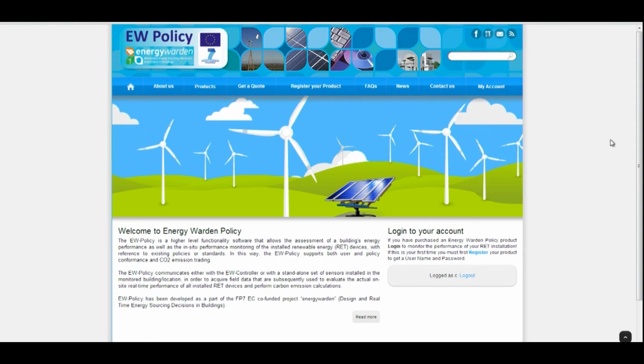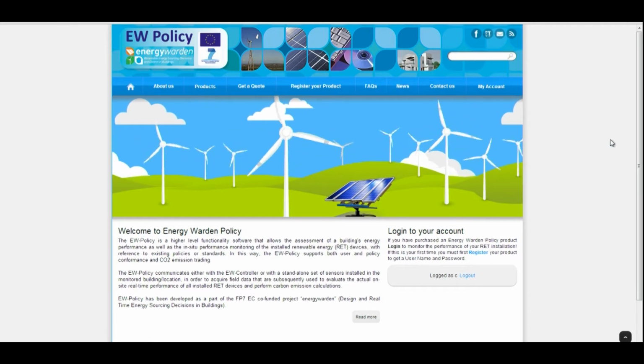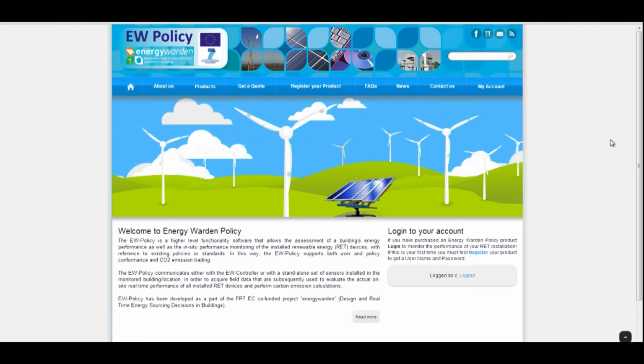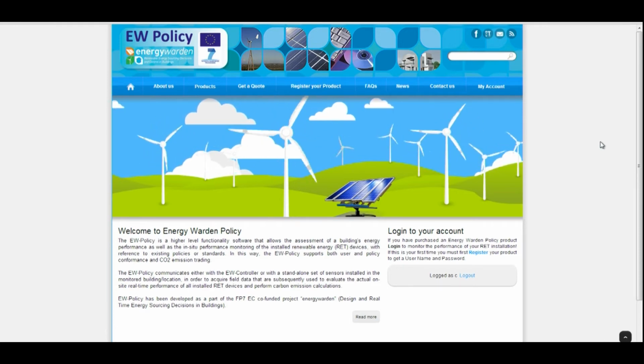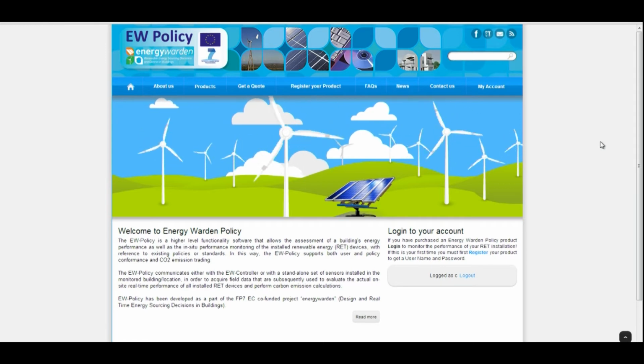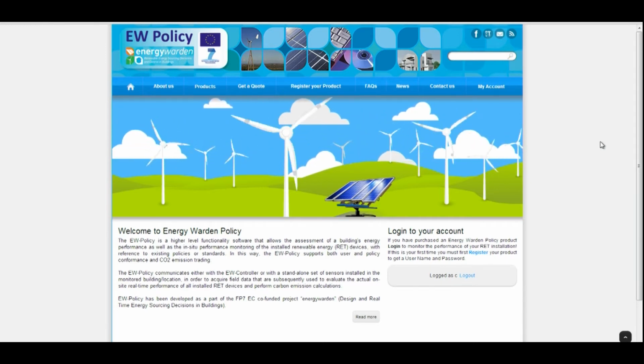The Energy Warden Policy Module is a web-based system for monitoring the real-time in-situ performance of different renewable energy devices installed in a building. These are photovoltaic, wind turbine, solar thermal, and geothermal devices. The Energy Warden Policy Module also monitors the performance of the building as a whole in terms of CO2 emissions.